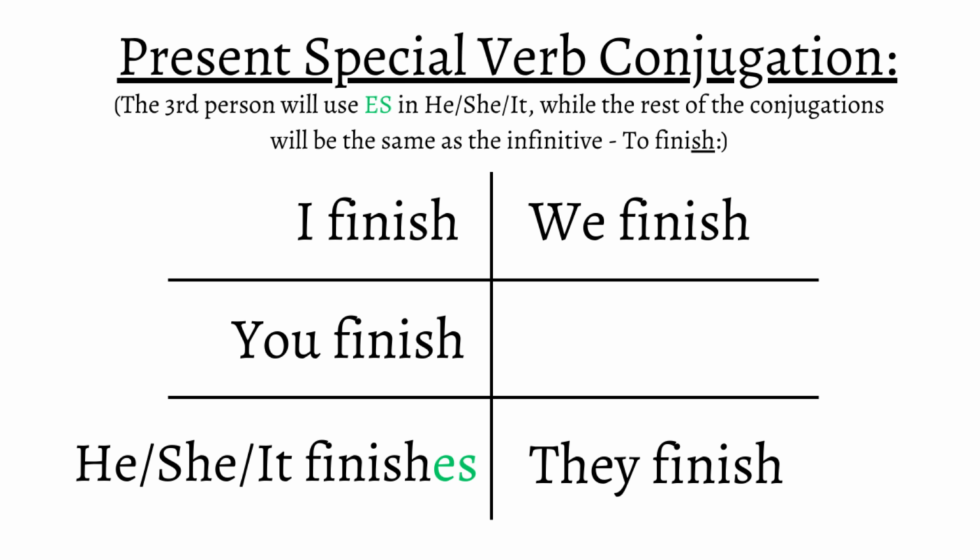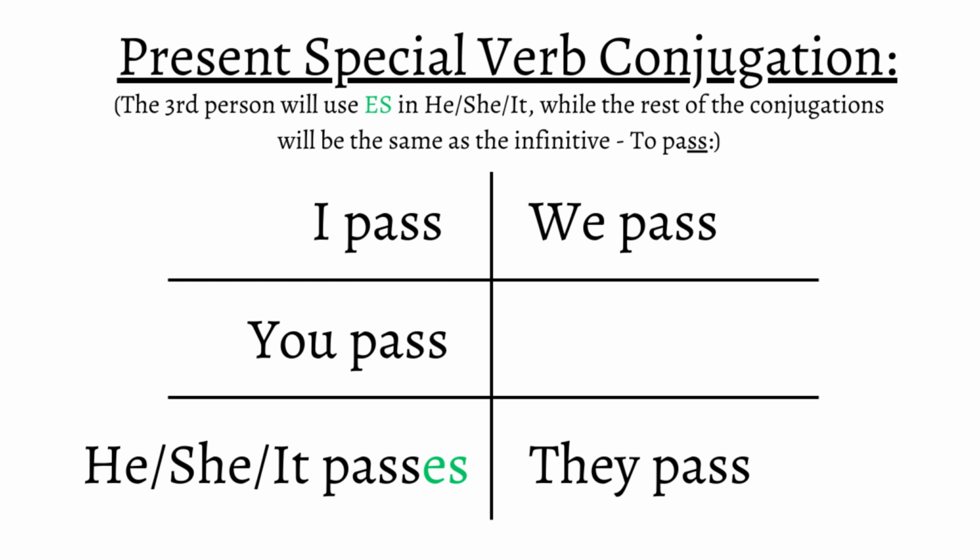A verb that ends in sh is to finish. I finish, you finish, he, she, it finishes, we finish, and they finish. A verb that ends in ss is to pass. I pass, you pass, he, she, it passes, we pass, and they pass. So far, not that complicated.